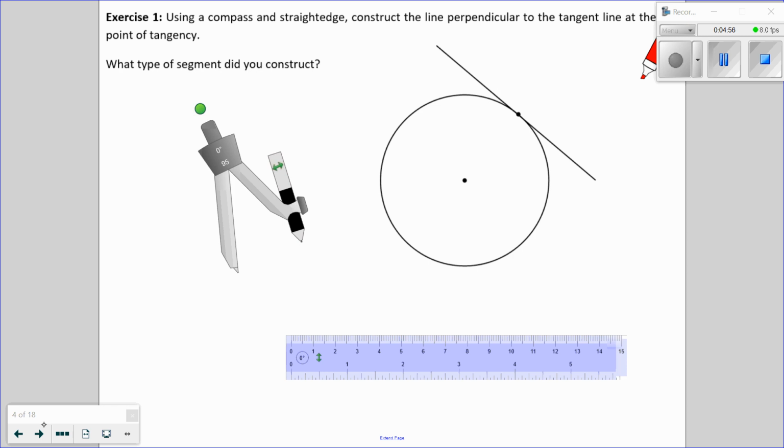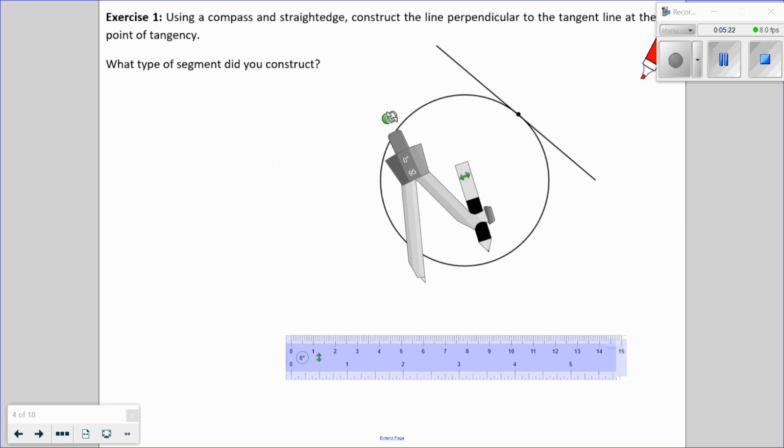Use a compass and straight edge to construct the line perpendicular to the tangent line at the point of tangency. So we're going to do a construction of our line perpendicular to the tangent line, but passing through. There we go. I have to unlock my compass. Sorry, my compass was frozen.